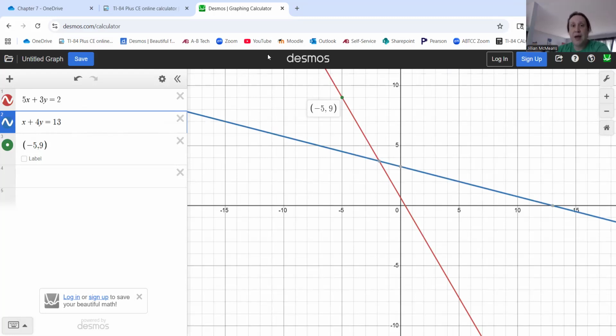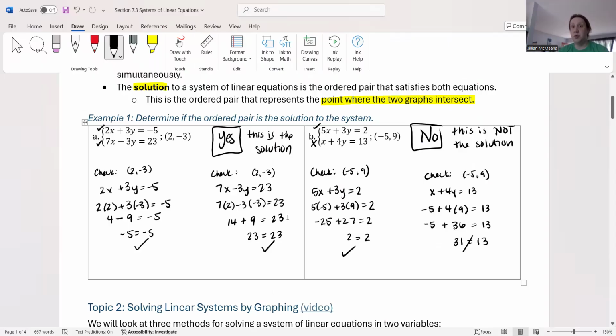Okay? So that is how you can use Desmos to check to see what solutions are, but you should not let Desmos do the work for you. You are still expected to show algebra on paper. Desmos is merely a tool to kind of verify results, okay? In the next example, we will look at the first method for solving systems of linear equations in two variables.